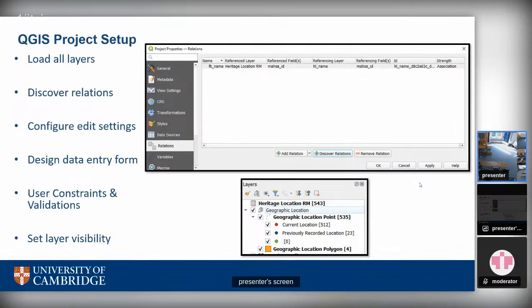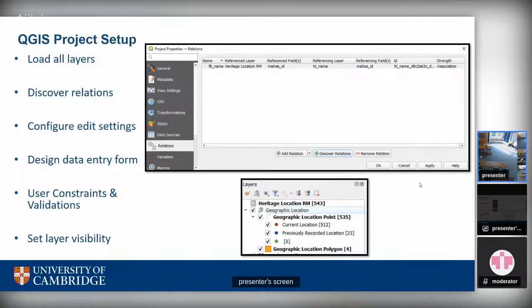To do that, we had to do a number of settings in the QGIS project. First, we loaded all the relational tables from the database. Then QGIS allows you to discover the relationships based on the primary keys and foreign keys. This is a very nice functionality that Postgres offers you as compared to GeoPackage. If you have relations in a GeoPackage, you have to add them one by one. That becomes a bit cumbersome if you have a big relational GeoPackage. So this was very good.